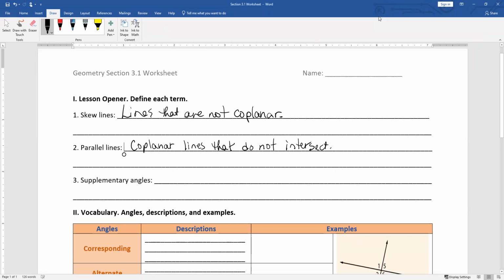I have to rest my hand in it. I don't know why that does that every time.